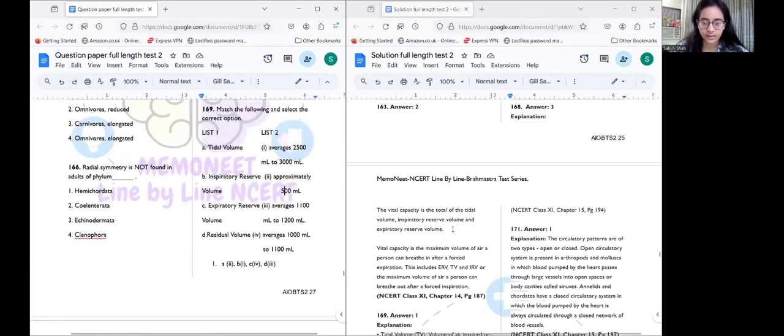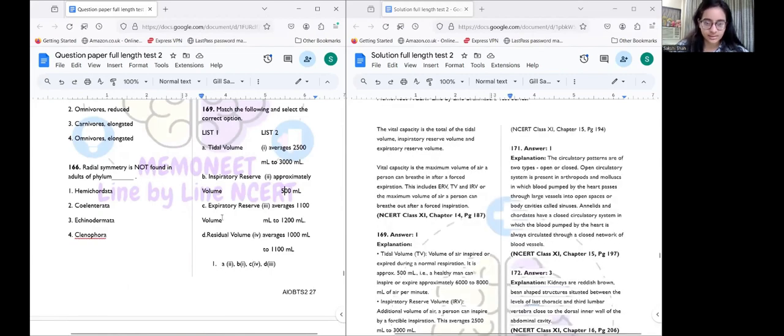So A goes to 1. Let's see the correct option. It's 1 itself. So 169, A goes to 2, 500 milliliter. Expiratory reserve volume, residual. The residual volume is a little more than the expiratory reserve volume because all of it is not expired out, right? So it will be D matches with 3, while expiratory reserve volume matches with 4.